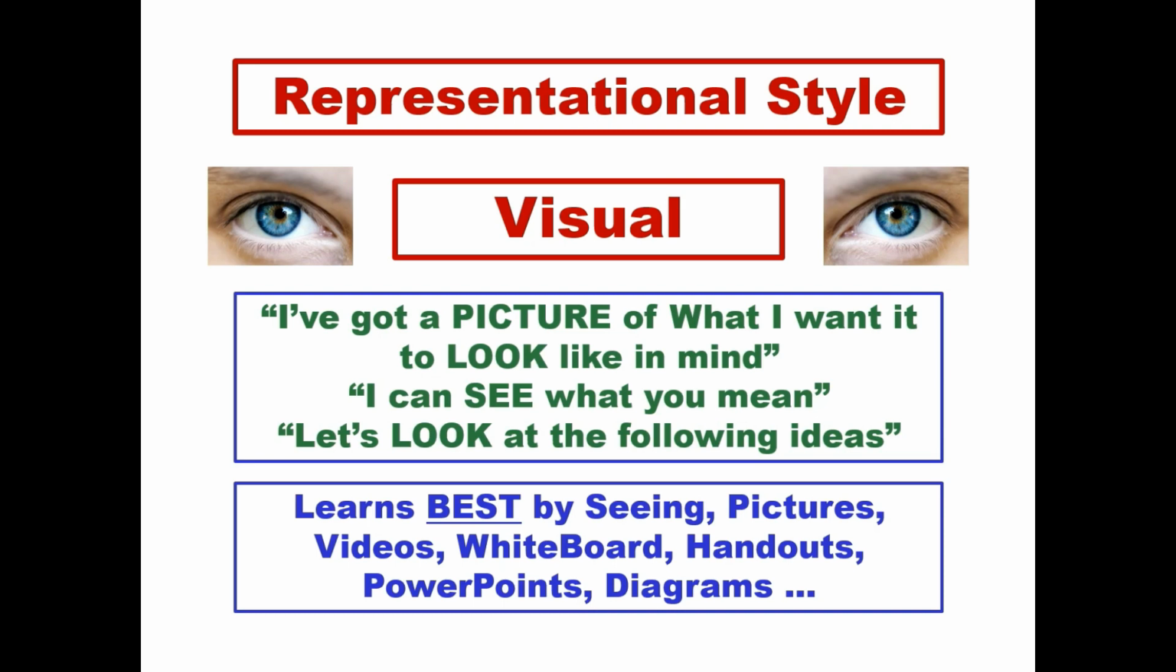Now, a lot of people are visual. Men tend to be more visual than women, but women can be very visual too. You will hear in their language that they have a visual style by the types of phrases that they use. They'll say, I've got a picture of what I want it to look like in my mind. I can see what you mean. I can picture that happening. Let's look at the following ideas. See how they're using visual words within their phrases?